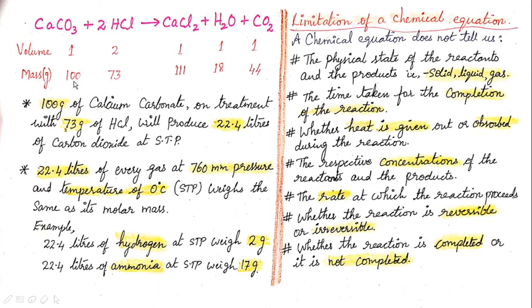So 100 grams of calcium carbonate reacts with 73 grams of hydrogen chloride to form 111 grams of calcium chloride. Okay, so in the first one, 100 grams of calcium carbonate on treatment with 73 grams of HCl will produce 22.4 liters of carbon dioxide at STP.